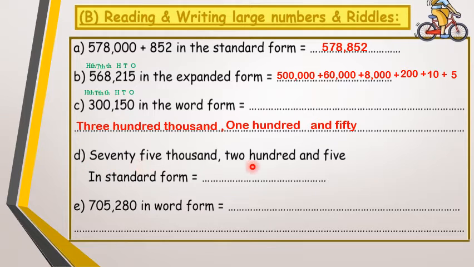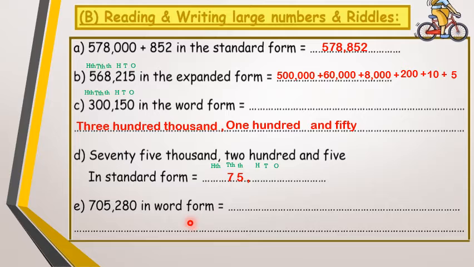I have here this number in word form. I want to make it in standard form. I have 75 in thousands, so I have 75,000. I put every digit in its place value. I don't have anything in 100,000, and I have 75,000 and 205. So I put 2 in hundreds, and I have nothing in tens, so I put 0, and 5 here in ones.